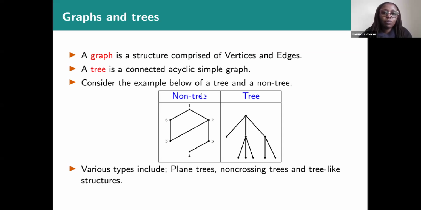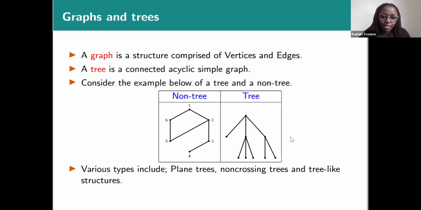And when such a simple graph has no cycles, then we obtain the structure that is called a tree in combinatorics. I've provided an example where we have two structures. The one on the left is an example of a non-tree, because there is a cycle. You can see between vertex 1, 2, 5, and 6, you can go around in form of, say, a circle. So that disqualifies this from being a tree. But in the second structure, moving from one vertex to another, there is only one single path that you can use. So that makes it a tree.